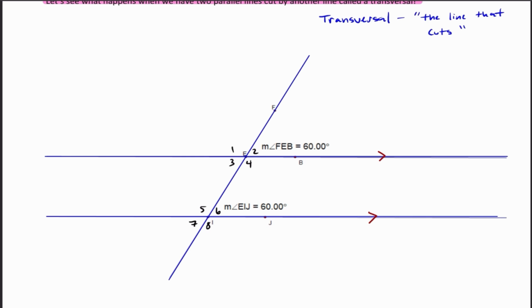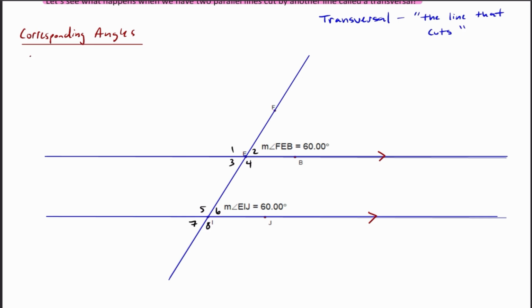Now, corresponding angles are located on the same side of the transversal, but are on different lines. So we can see that this angle is part of this line, and this angle is part of that line, but these two angles are on the same side in the same place, but in different regions. Corresponding angles are congruent. Now let's write this down. Corresponding angles. We're going to list out all the corresponding angles that we see.